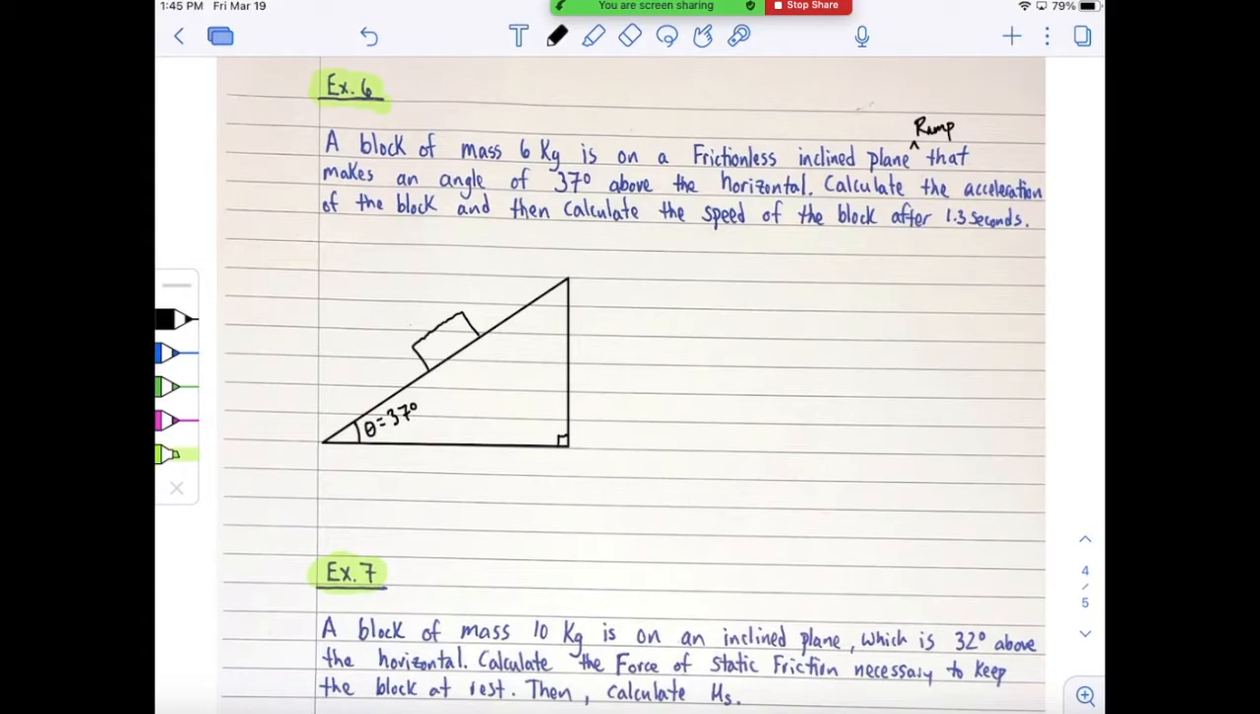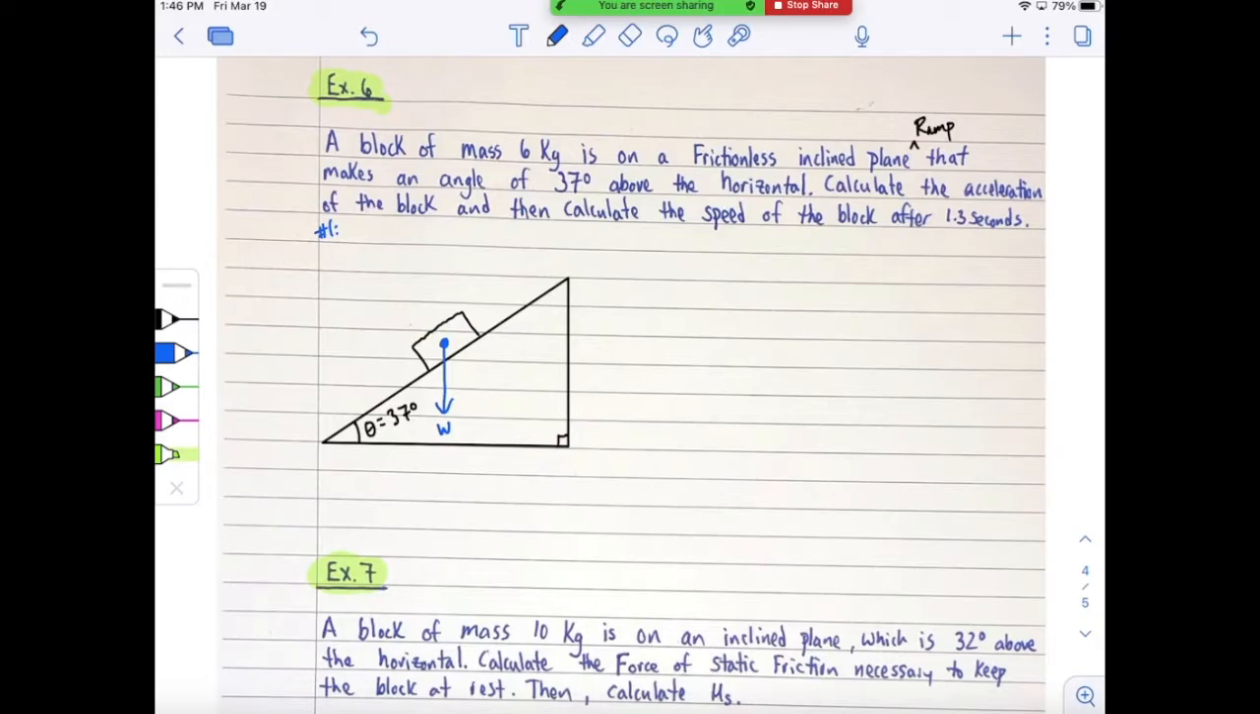So step number 1 for success says draw an FBD. So a block on an inclined plane or a ramp is very similar to a block that's just on a flat table. It's just that you've taken the flat table and you've raised it up to an angle to make it an inclined plane. So we're going to come right to the center of this block, and we said there's a force in physics that always acts down, and that's the object's weight. So we're just going to come right here, and we say there is W, going straight down, just like normal.